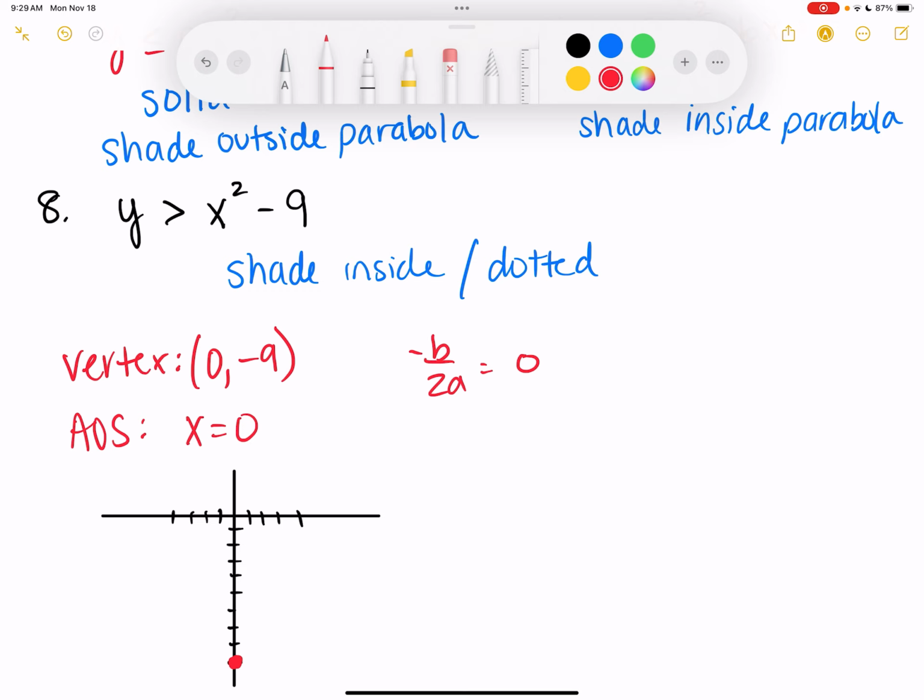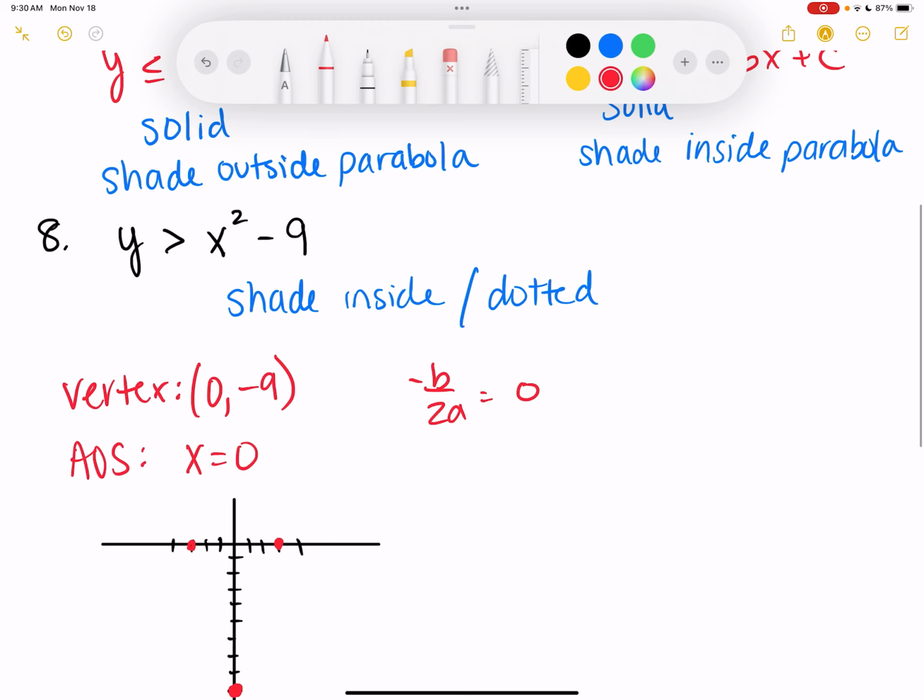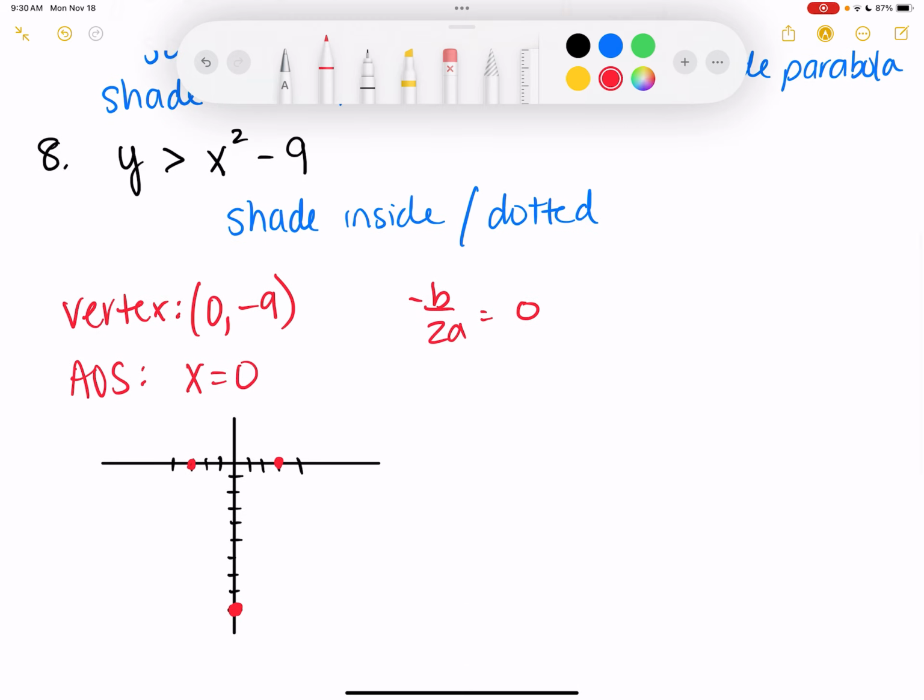Why don't we do 3? What happens when you do 3? You get 0. 3 on this side is also the same thing. Remember, these are dotted, so shade inside. If you want to use other colors like we were doing before, you're welcome to do that.